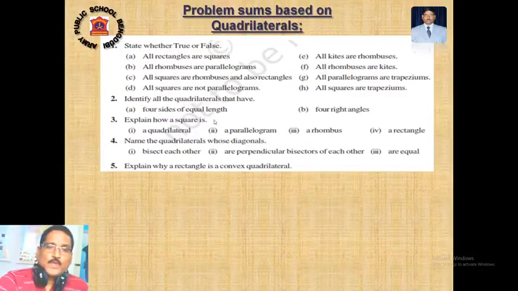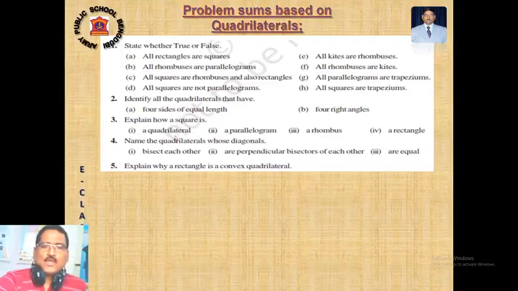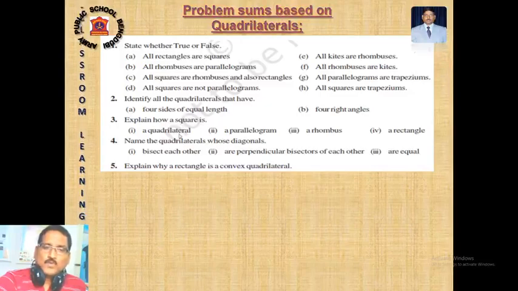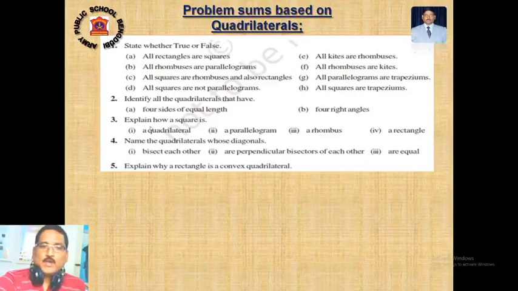Explain how square is a quadrilateral. Why is square a quadrilateral? Because a quadrilateral is a four-sided closed plane figure. A parallelogram. How is square a parallelogram? Square is a parallelogram because its opposite sides are parallel and equal. Square is a rhombus because its adjacent sides are equal. Square is a rectangle because one angle is 90 degree, all angles are 90 degree. This way you have to explain.